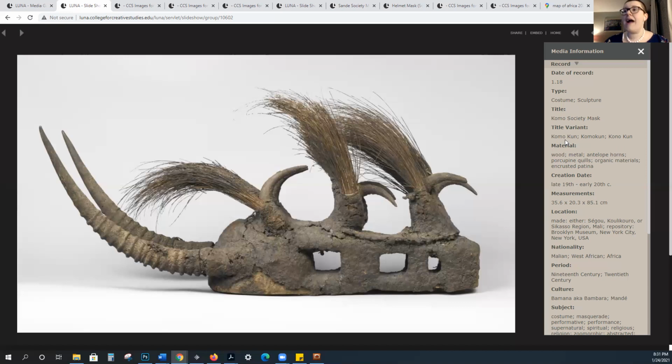And this practice, this belief system has been around since at least the 13th century, but was outlawed by the French colonials who drove it underground. They burned these masks, they sold them, they confiscated them, they sold them in Europe.